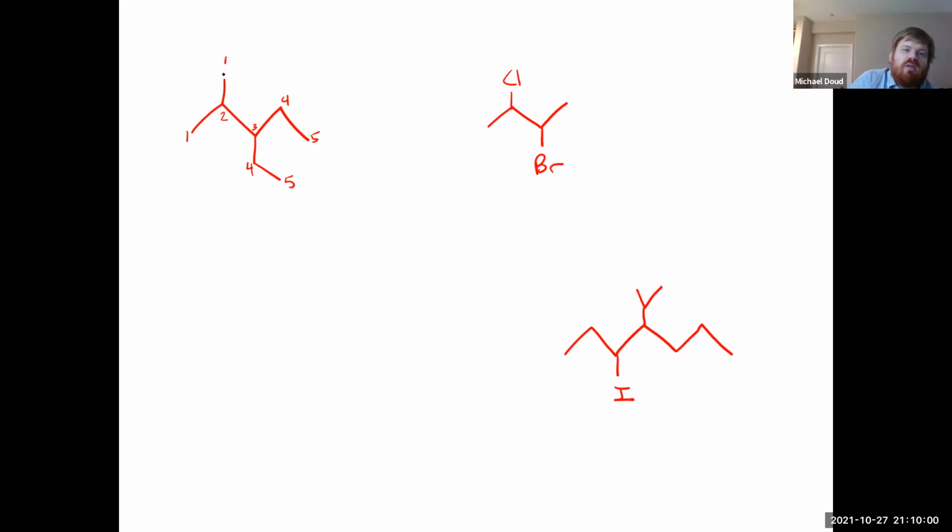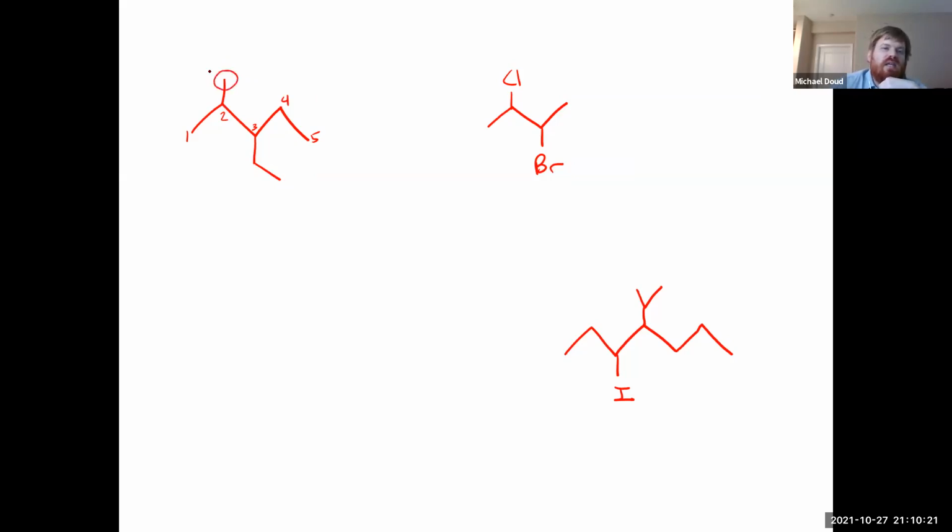You can also start up here. This could be carbon 1, 2, 3, 4, 5, or 1, 2, 3, 4, 5. Either way, totally fine. Now, just to keep things simple, we'll start going left to right here. Since everything's tied, we can just choose left to right. That's easy enough, right?